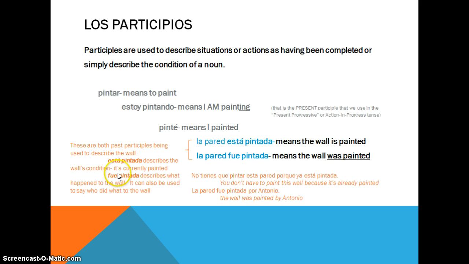Está pintada describes the wall's condition. It's currently painted. And fue pintada describes what happened to the wall. It can also be used to say who did what to the wall. So la pared fue pintada por Antonio. The wall was painted by Antonio, or la pared fue pintada ayer. The wall was painted yesterday. And then this other one, no tienes que pintar esta pared porque ya está pintada. You don't have to paint this wall because it's already painted. So I'm giving you the condition of the wall here and then what happened to the wall down here.